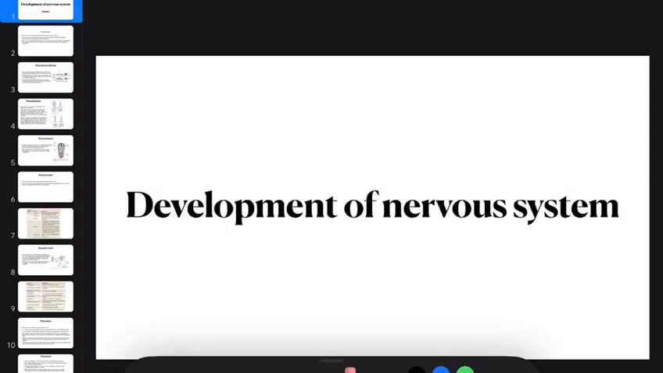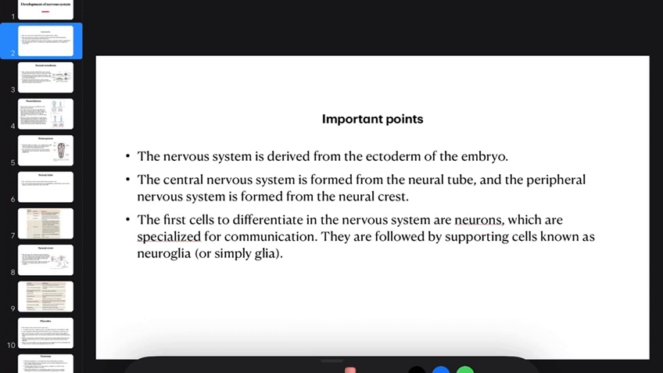Everyone. Today we are discussing the development of the nervous system. First, coming to the important points about the nervous system. The nervous system is derived from the ectoderm of the embryo and it is formed from the neural tube, and the peripheral nervous system is formed from the neural crest. That is, the central nervous system is formed from the neural tube and the peripheral system from the neural crest.